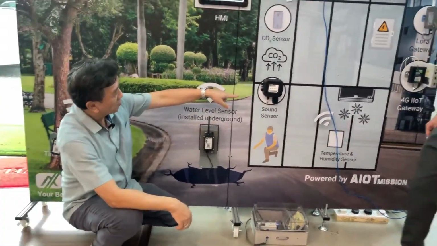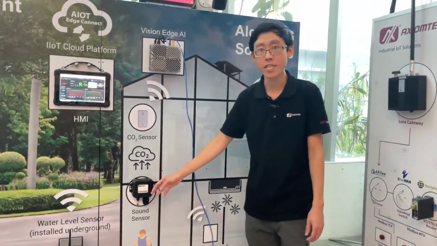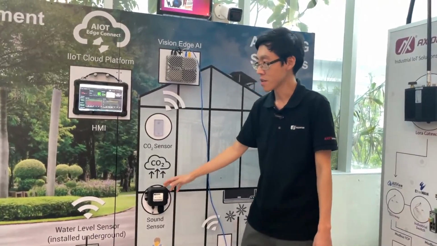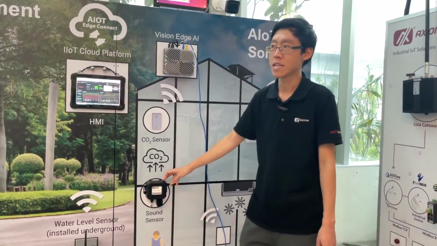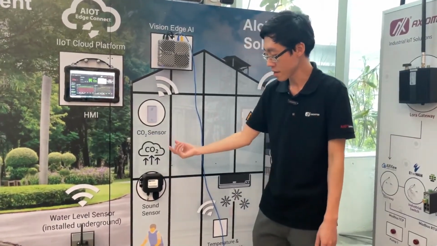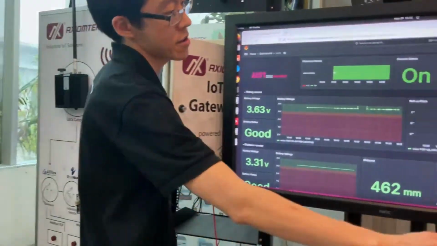Okay, we move on to here. Maybe you can explain. So this one is the sound sensor, or we also call it the noise sensor. It will measure the surrounding sound. It will give you the value in decibels, dB. So it only gives one output. So if we move to the dashboard side. Yeah, what is a dB?